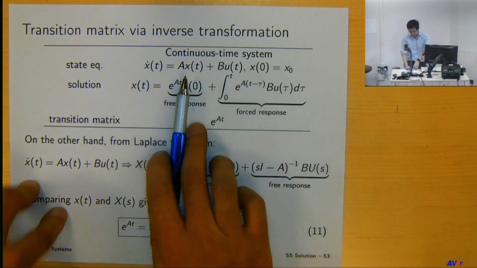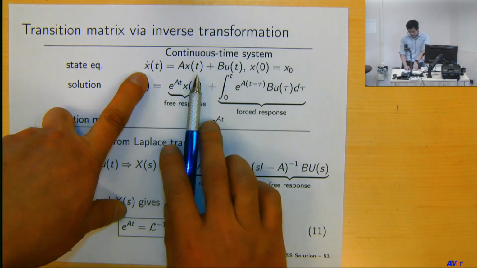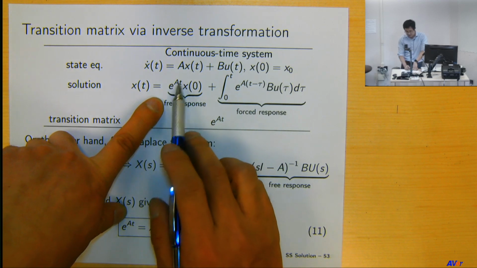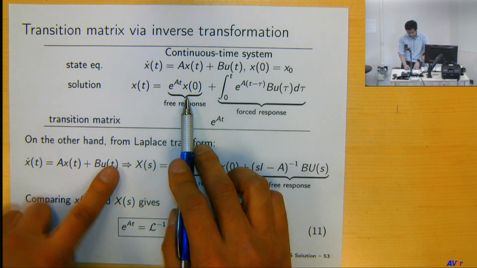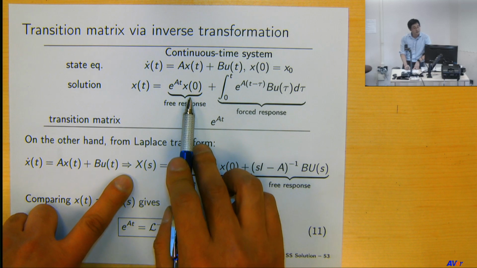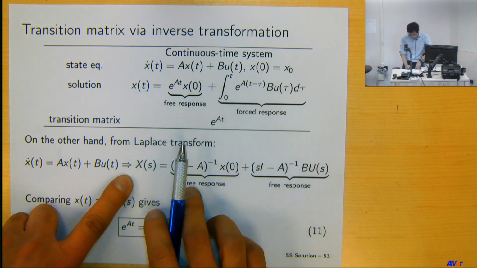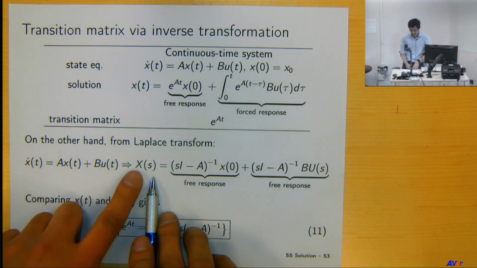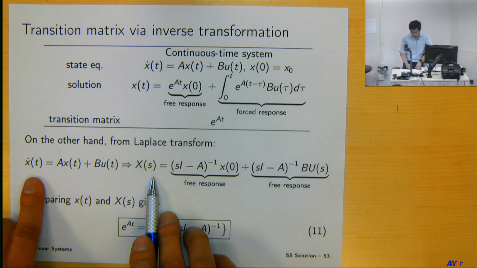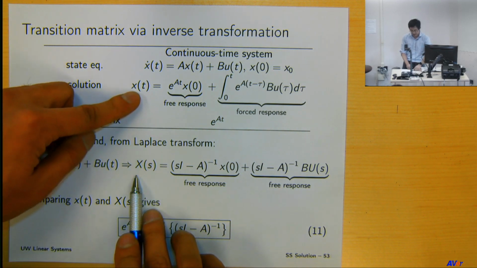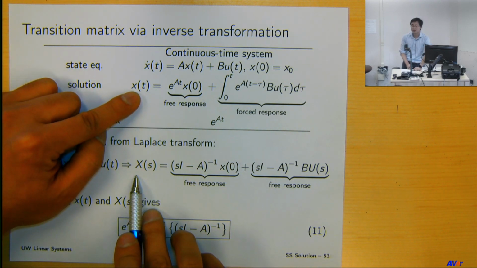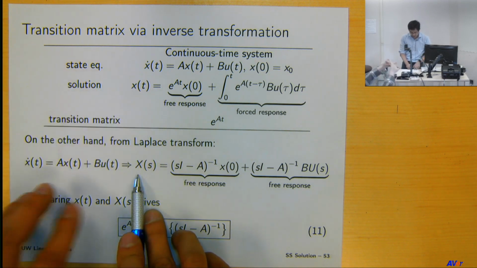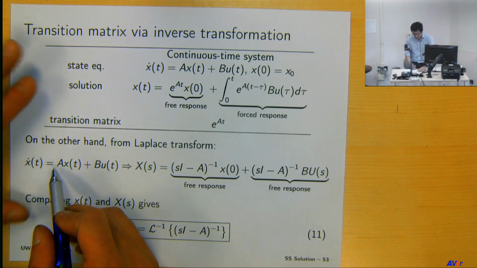We know the solution to x dot equals Ax plus Bu looks like this, right? The free response is e^(At) times the initial condition. This is directly from the time domain solutions. Now, I already have a time domain function, so I can do the Laplace transform as well, right? If I do the Laplace transform, I can get the Laplace transform X(s) for the solution vector. Let's be a little careful.